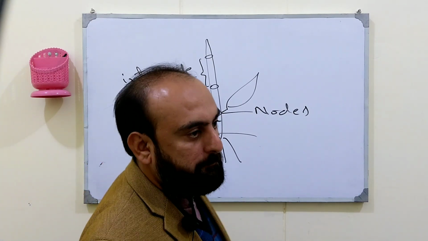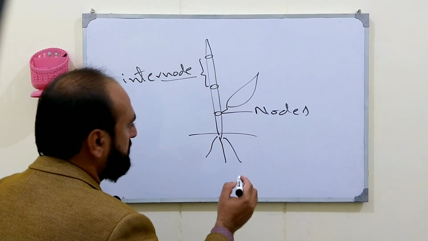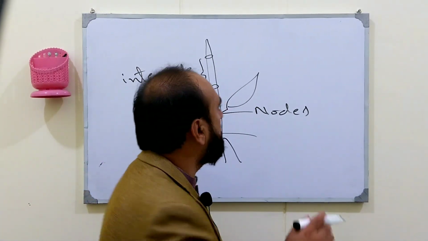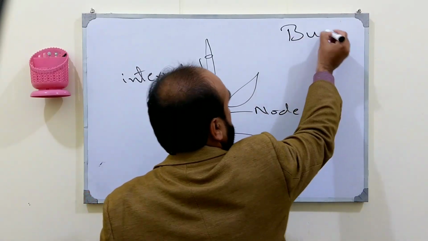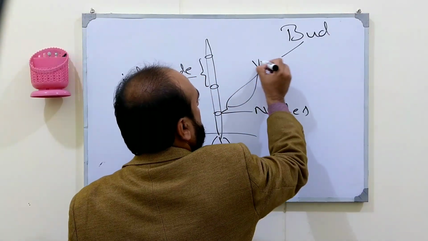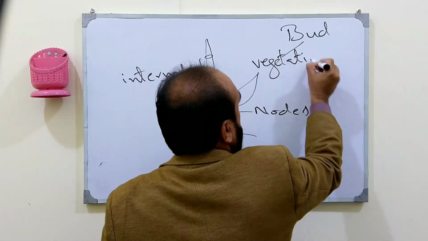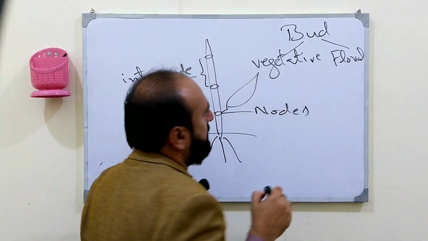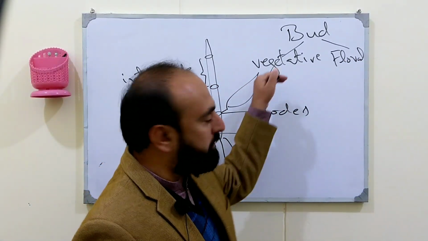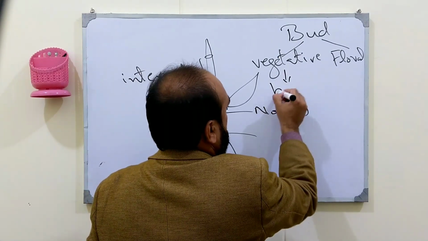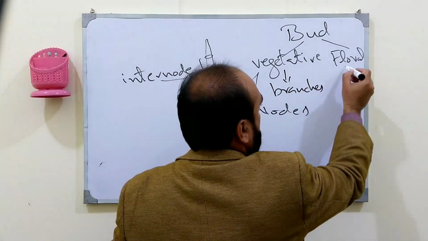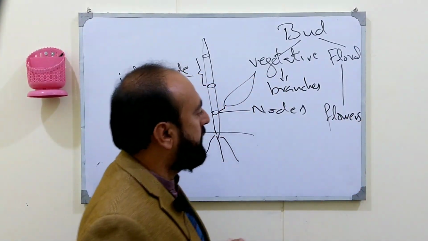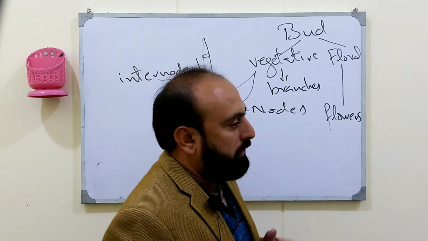And a stem bears different buds, which can be vegetative or floral. If a bud produces branches, then it is called a vegetative bud. And if it produces flowers or reproductive structures, then it is called a floral bud.